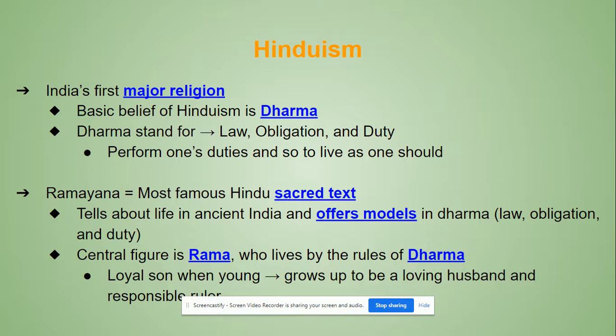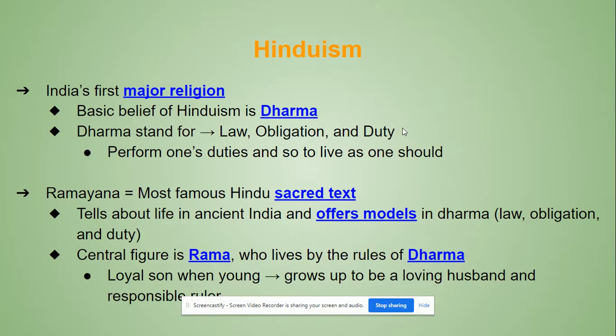It has this basic belief of dharma, which means law, obligation, and duty. Everyone is to perform their duties and so live as one should. So one of the big main ideas about Hinduism is know your place in society, and you're obligated to fulfill that duty. The Ramayana is a famous Hindu sacred text.